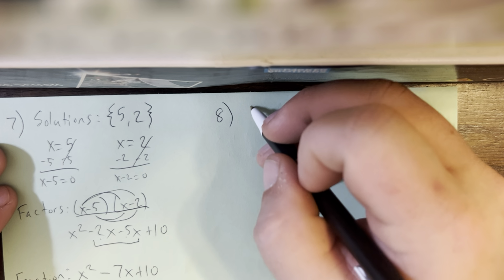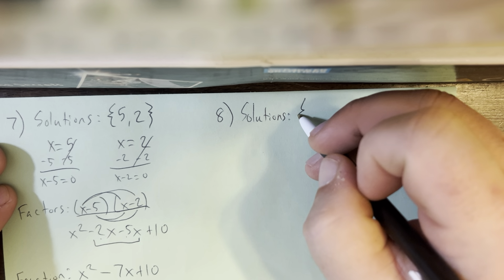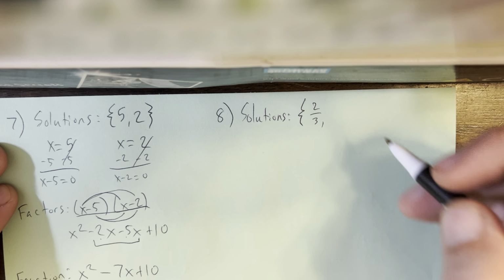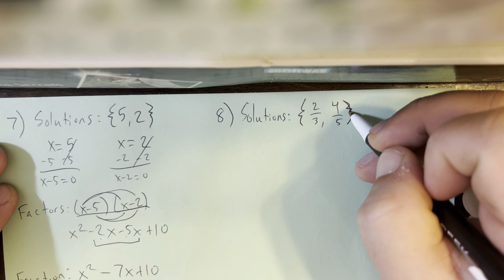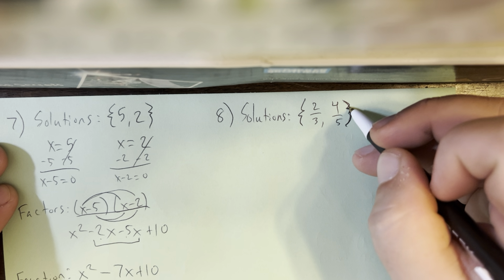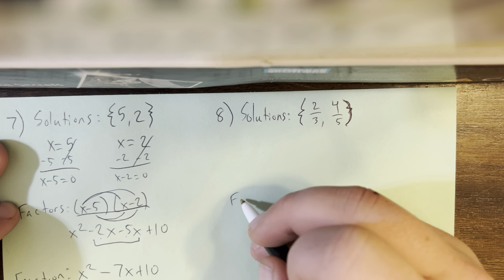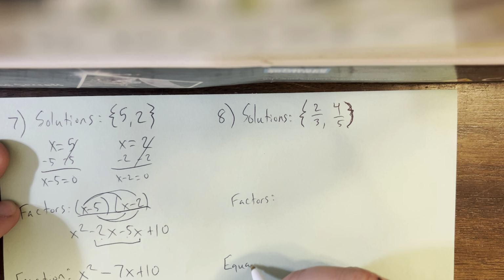And then the last example, we'll do number 8. Again, I'll give you the solutions. And so our two solutions that we're going to have are going to be 2 over 3 and 4 over 5. Oops. Forgot to do the little funky parentheses over there. All right, so the same sort of thing. We're going to find what are the factors and what's the equation.